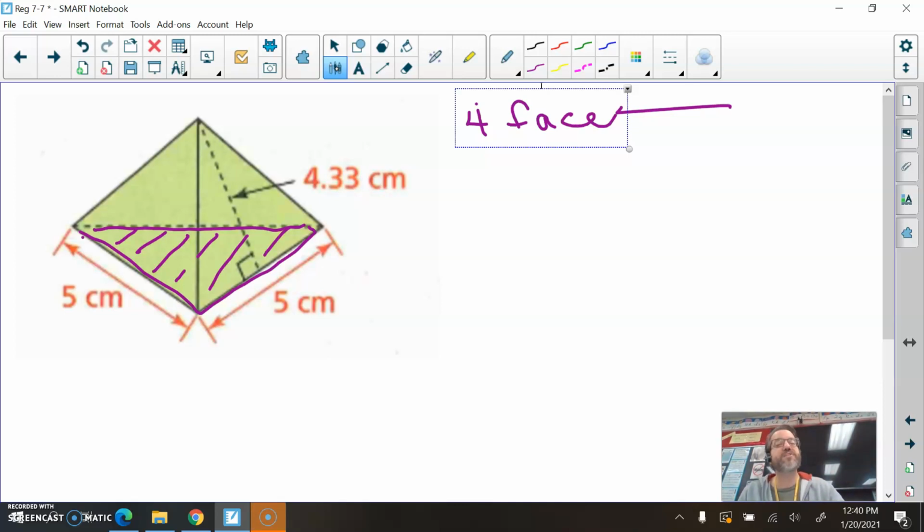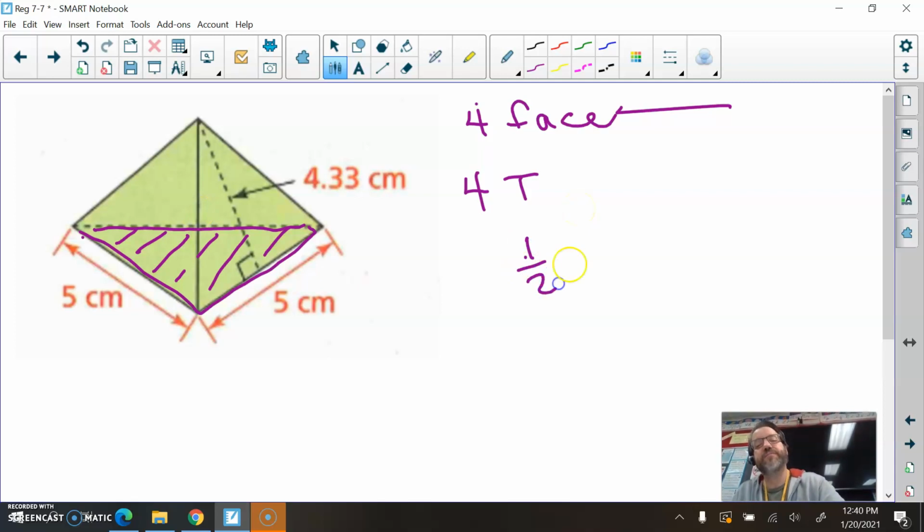We have 4 faces. They're all identical triangles. So if we find the area of one of those triangles and then multiply by 4, won't we have the surface area of this entire pyramid? I believe we will. So again, to find the area of a triangle, you take 1/2 times the base times the height. Once we get that value, the area of one of those triangles, we'll multiply by 4.